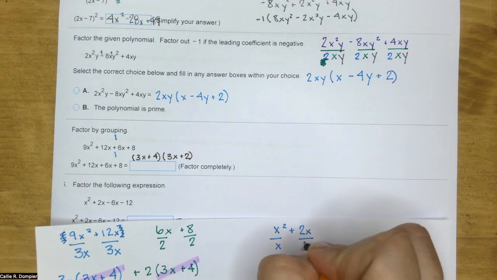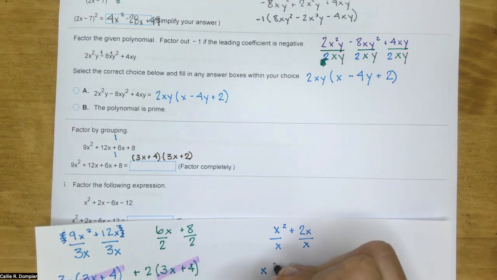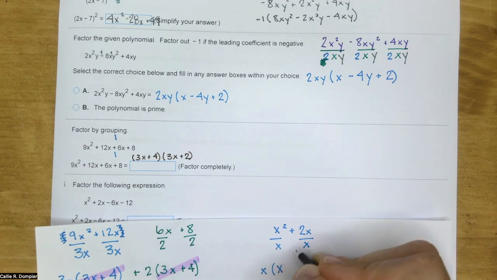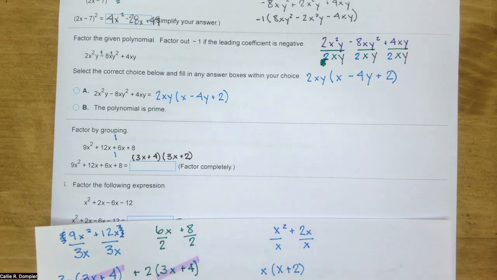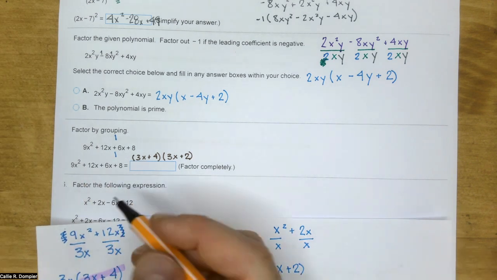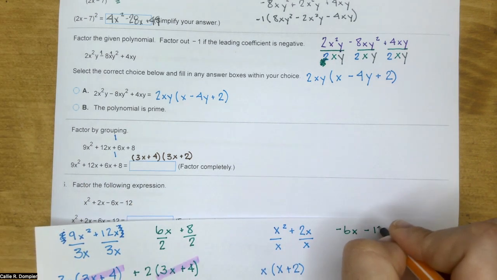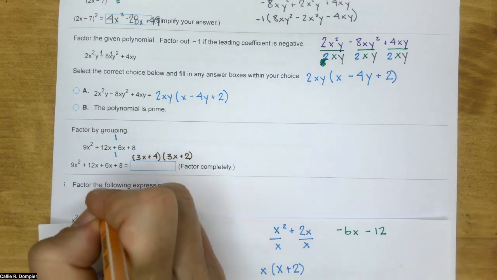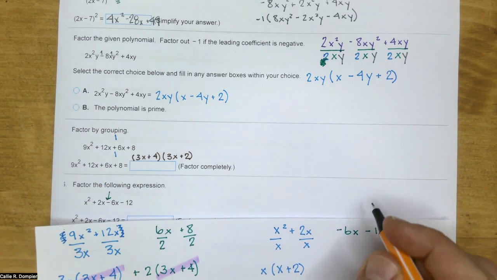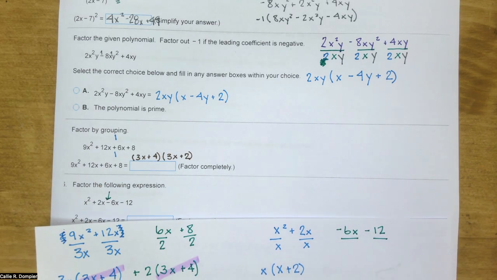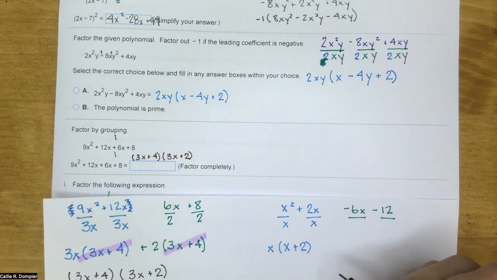I can divide them both by x, and that gives me x. X squared divided by x is just x, and then a positive 2x divided by x is a positive 2. The other half is a negative 6x minus 12. When you have a minus sign, that means that what you're factoring out needs to be a negative, okay? So factor out the negative or else you won't get that x plus 2 as a common factor.